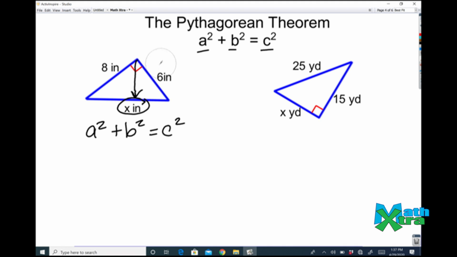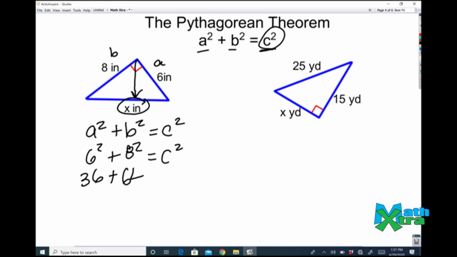So I said my shorter leg is A, my longer leg is B. They really don't matter, but that's the way Mr. O'Neill teaches it. So we have A squared is 6 squared plus B is 8, 8 squared is equal to what we don't know, C squared, though that is X. I like to use the variables that are given in our problem. 6 squared is 36, not 6 times 2. I know y'all taught y'all better. 8 squared is 64, not 8 times 2, is equal to C squared. So we have 36 plus 64, that's going to give me 100. So we get C squared is equal to 100.